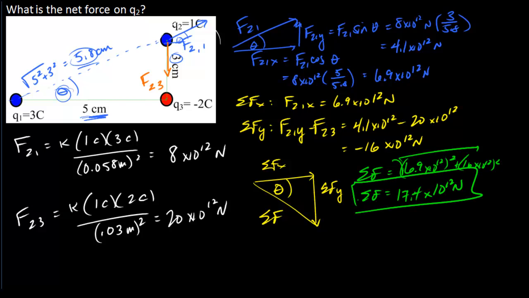There's the magnitude of my net force, and for the angle that it acts at, I can use inverse tangent. It's going to be the inverse tangent of 16 over 6.9, which is about 67 degrees.